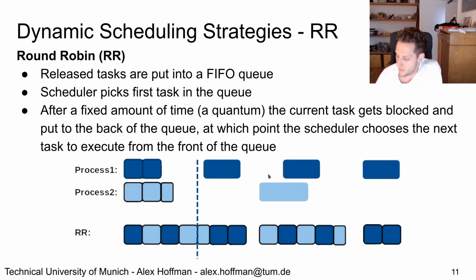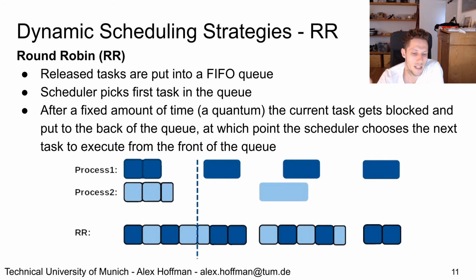So moving on to another very common scheduling strategy, we have round robin. What this means is that the released tasks are put into a first in first out queue, and then the scheduler picks the first task to run, but the whole idea of round robin is that it's trying to be fair to the tasks. The only difference to first come first served, which round robin is in a way, meaning that they both use FIFO queues, is that after a fixed amount of time, which we will call a quantum, the current task is blocked and put in the back of the queue so that the next task in the queue can be released and scheduled.